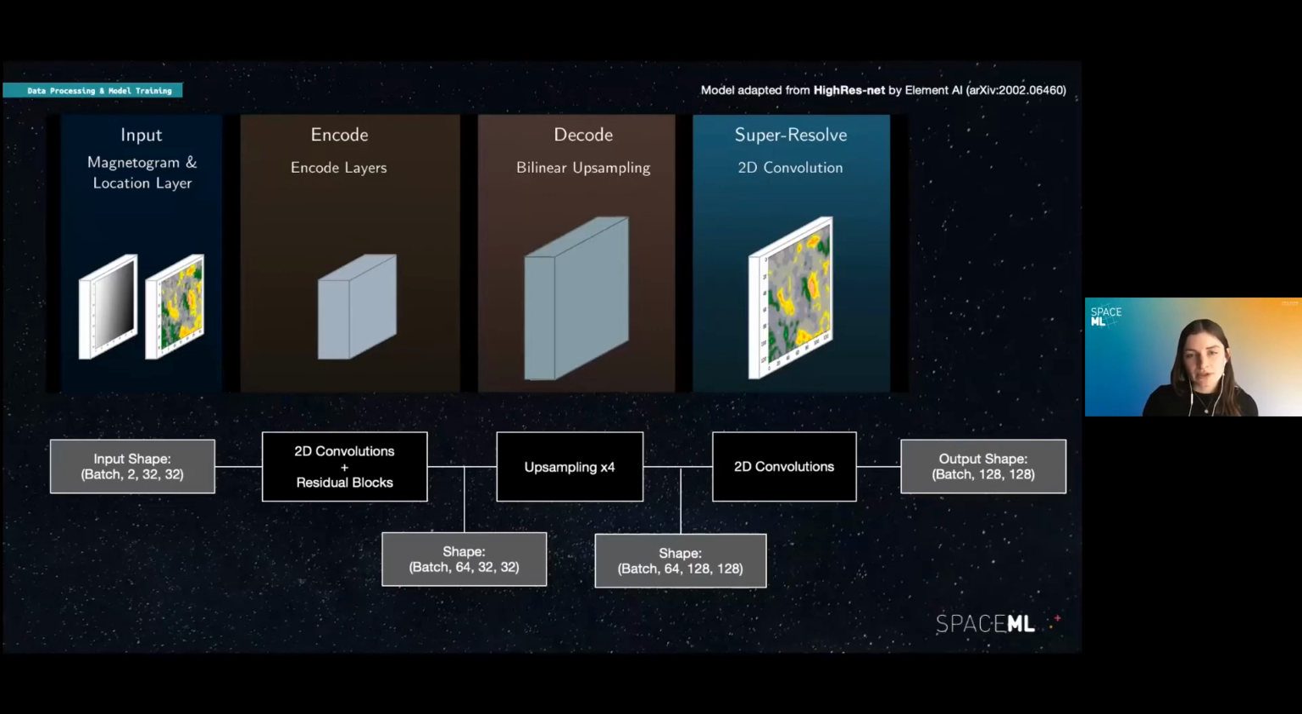Without going into too much technical detail, we tried many different state-of-the-art super resolution algorithms, but the model that worked the best for us was an adaptation of HiResNet developed by Element AI, and the original paper is linked at the top. HiResNet is based on an encoder-decoder architecture with a bilinear upsampling and a final convolutional layer to perform the trick. I just wanted to introduce our model since it provides the backbone of our converter.